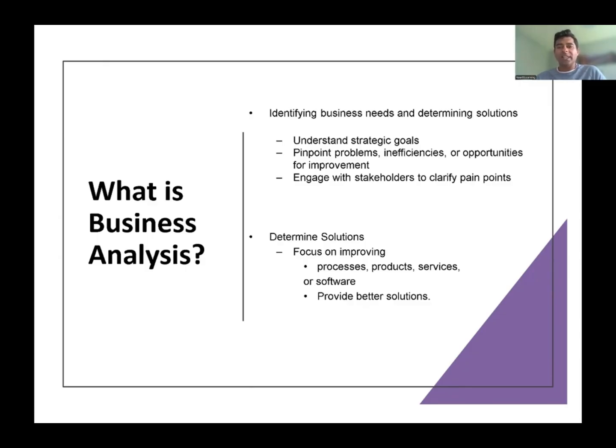So how does the business analyst do that? A business analyst has to understand the strategic goal of the stakeholders and pinpoint problems. Sometimes the problems are found by the stakeholders and they come to you to get the resolution. If they don't have them and they are asking you to analyze, you will pinpoint the problems, inefficiencies, or opportunities for improvement. While doing that, you have to engage with stakeholders to clarify what the pain points are.